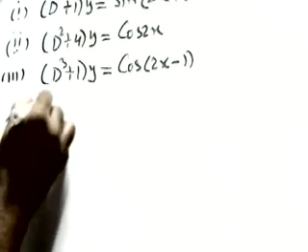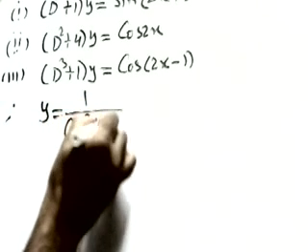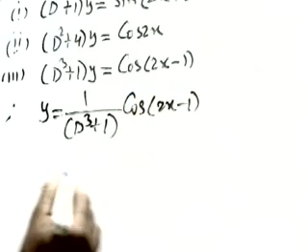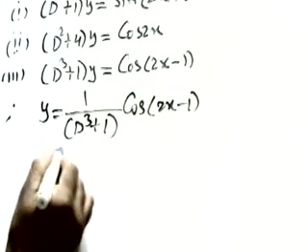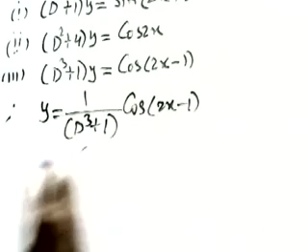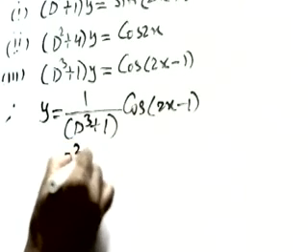See, bring D there on the right side. What is left here? y equals 1 divided by D cubed plus 1 into cos of 2x minus 1. Now what is our method? What is the method we are having?